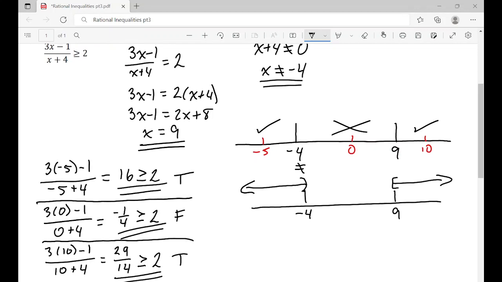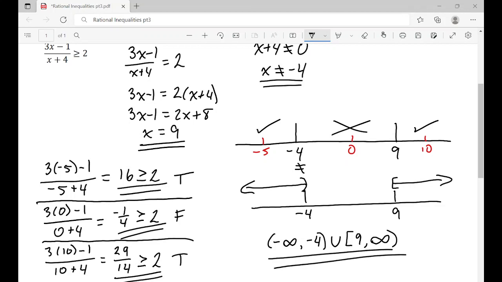And now I can write it in interval notation. I know it's going to go from negative infinity to negative 4 with a parenthesis, union, and then a bracket, 9 to infinity with a parenthesis. So here's my answer in interval notation.